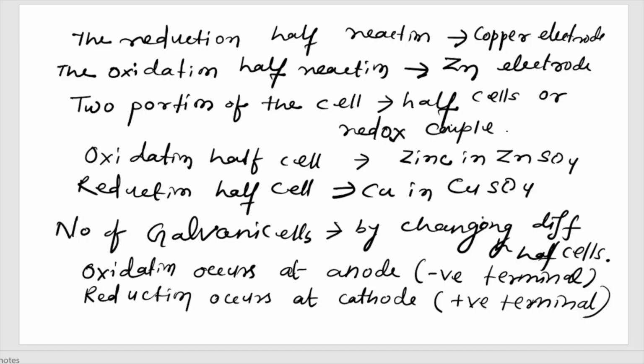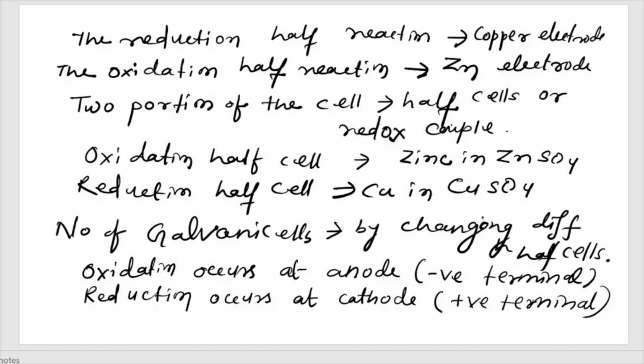The two portions of the cell, the half cells, form a redox couple. And the oxidation half cell is zinc in zinc sulfate solution. Clear? I have written it here clearly. Where is the oxidation half cell happening? Zinc in zinc sulfate solution. Where is the reduction half cell happening? Copper in copper sulfate solution. Why do we use the term oxidation half cell for zinc? Because zinc loses electrons. Why do we use the term reduction half cell? Because Cu2+ gains electrons.